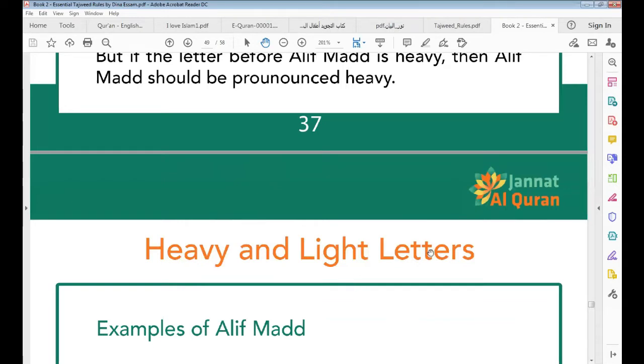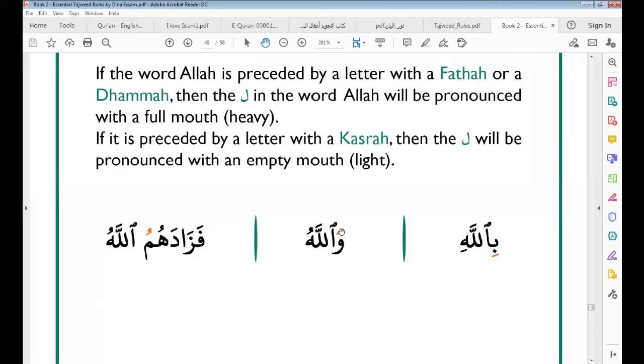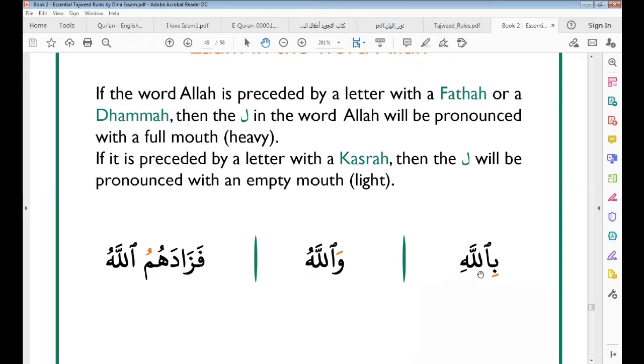Like ba has kasra, billahi. So the lam of lafz al-jalala, the name of Allah here, will be light. Billahi. Wa, wa. Waw has fatha, so the back of our tongue is raised and the lam is heavy. Wallahu, fazadahumullahu. So this is the difference between the light lam and the heavy lam.